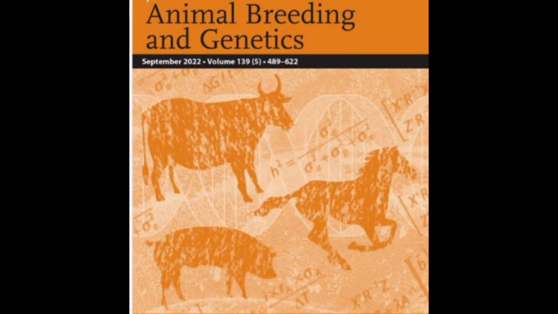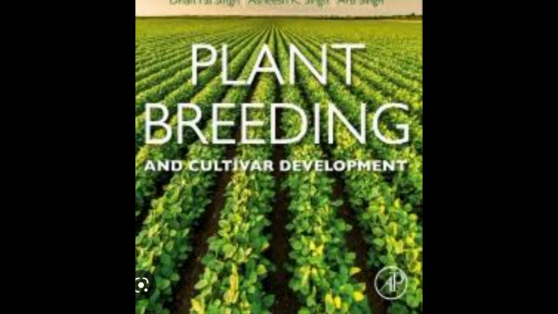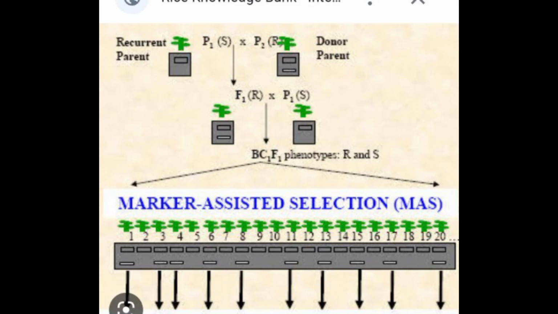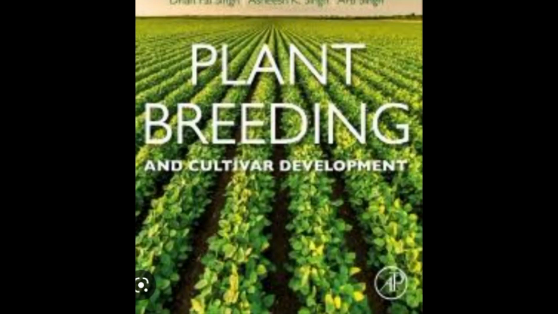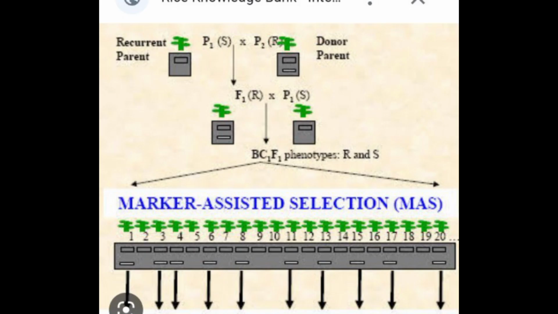Selfing reduces heterozygosity by a factor of 1/2 in each generation. The degree of inbreeding increases in the same proportion. Inbreeding depression may be defined as a reduction or loss in vigor and fertility as a result of inbreeding. Hybridization: the crossing of two plants or lines of dissimilar genotype is known as hybridization.